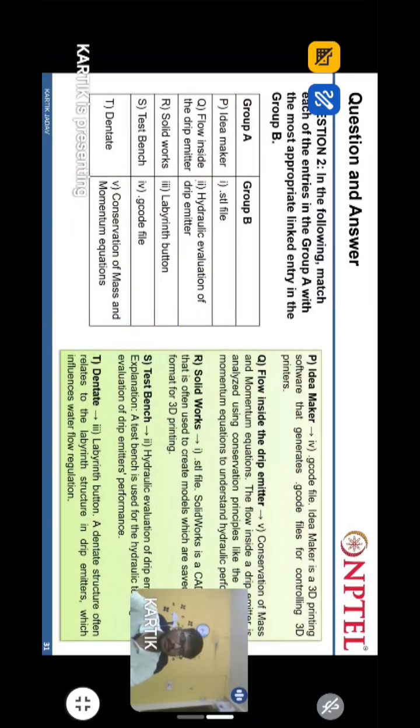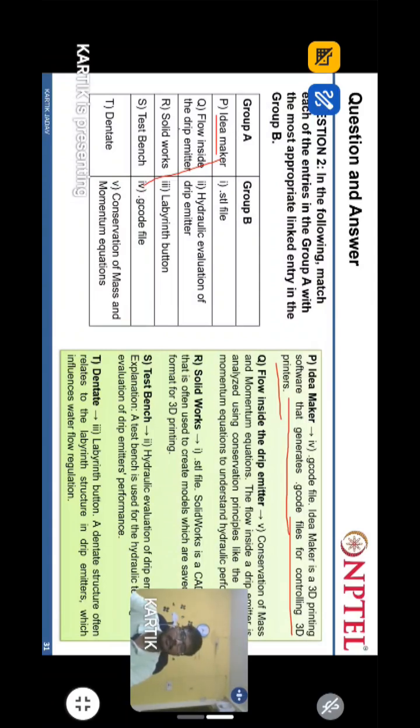Question number two. Again, we need to match the group A component with the most appropriate answer that is related to group A. So first is the Idea Maker, right? Idea Maker is 3D printing software that generates the .g code files for controlling 3D printers, right? So that is more related with option 4, G code file, Idea Maker.